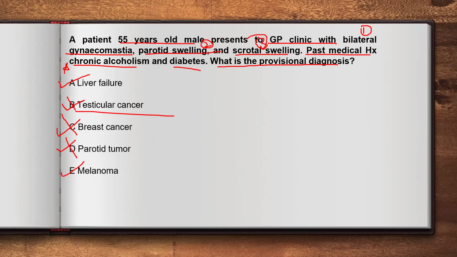Parotid tumor can cause just a parotid swelling. It doesn't cause gynecomastia and scrotal swelling. Melanoma can cause parotid swelling, gynecomastia, but it doesn't cause scrotal swelling. These three things don't come together in all of this. It's just liver failure that has all the stigmata together. All right. Initially, it's testicular atrophy, but scrotal edema. So scrotal swelling is ascites, and then it leads to scrotal edema. All right.